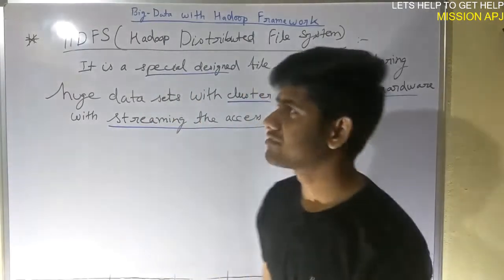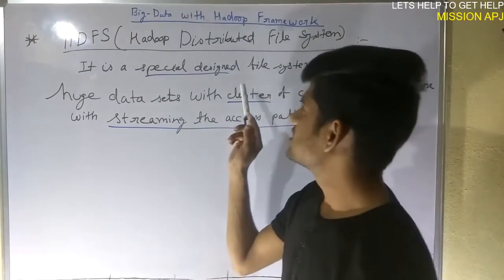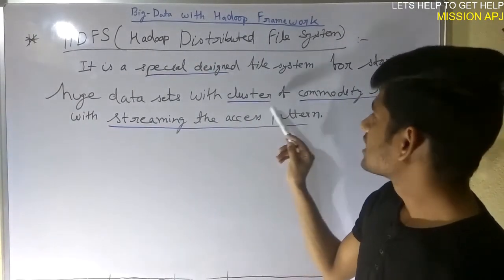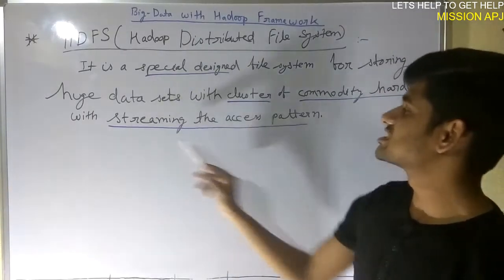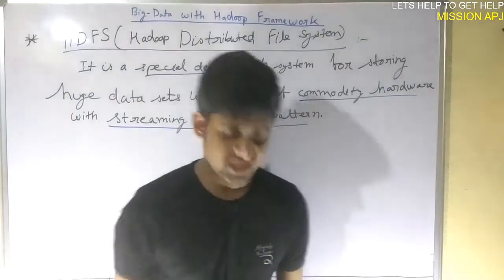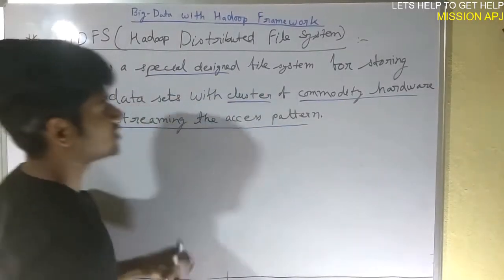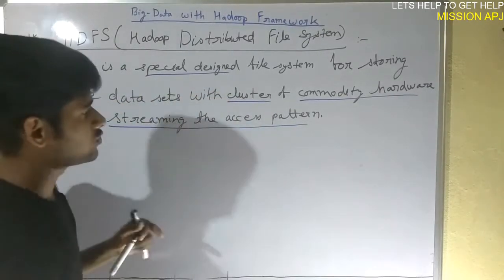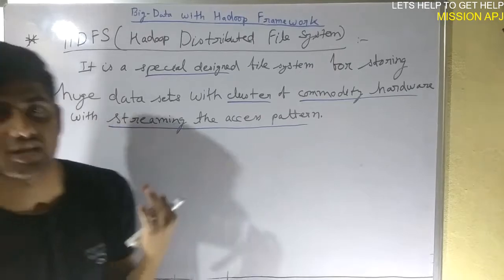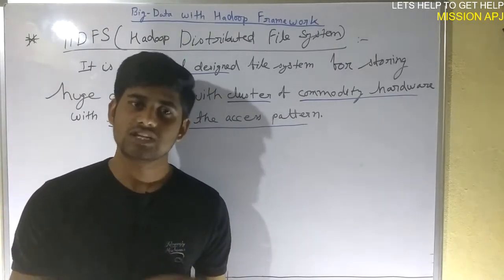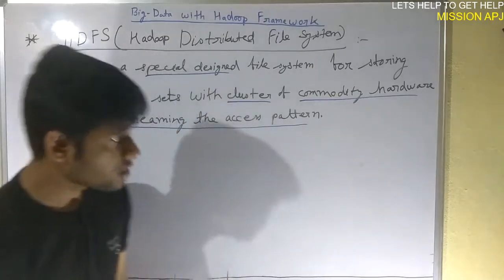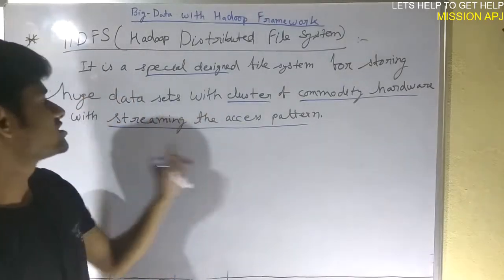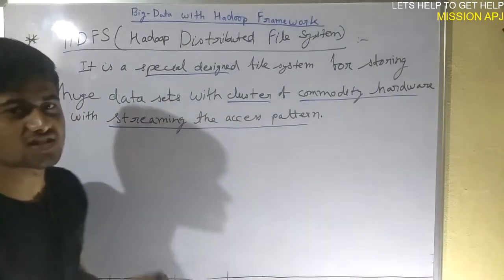So its definition is like this. It is a specially designed file system for storing huge data sets on clusters of commodity hardware with a streaming access pattern. Let us understand one by one, as there are huge terms here. It is used for storing big data in the Hadoop system, but it is specially designed, having clusters, commodity hardware, and a streaming access pattern.